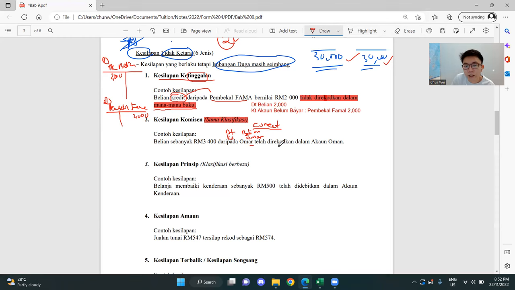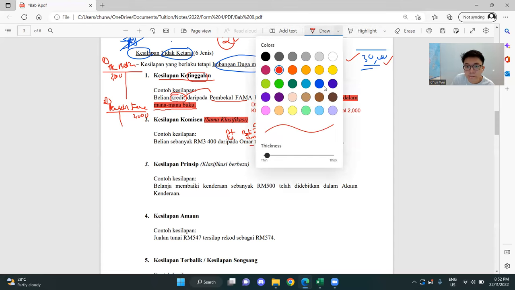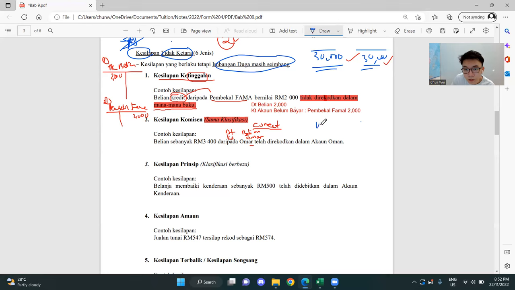Tapi dia cakap dia telah direkodkan dalam account Oman. So what they have done is, this is the wrong one. Salah, wrong. So what they go and do is, they go and debit belian and credit Oman. So this is wrong. The Oman is wrong punya. So now we have to make the pembetulan. Are you guys following? If yes, you give me an F in the chat box. We're following.